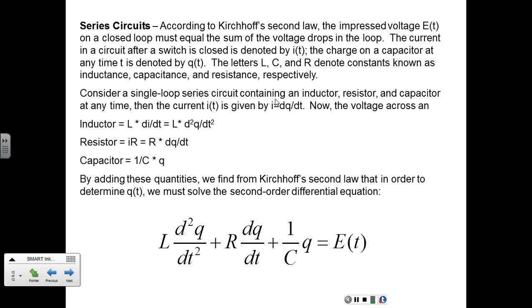But this is a model. We'll actually do some problems this semester with circuits. Okay? But I'll try to make it to where everybody understands what's going on. According to Kirchhoff's second law, the impressed voltage on a closed loop must equal the sum of the voltage drops in the loop. The current in a circuit after a switch is closed is denoted by I of t, another function of t. The charge on the capacitor at any time t is denoted by Q of t. The letters L, C, and R denote constants known as inductance, capacitance, and resistance.